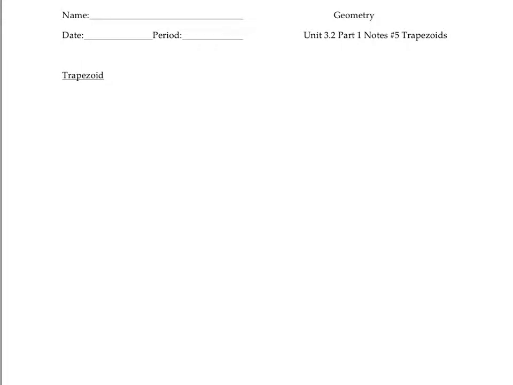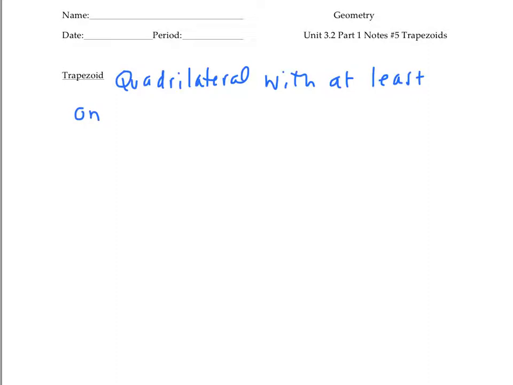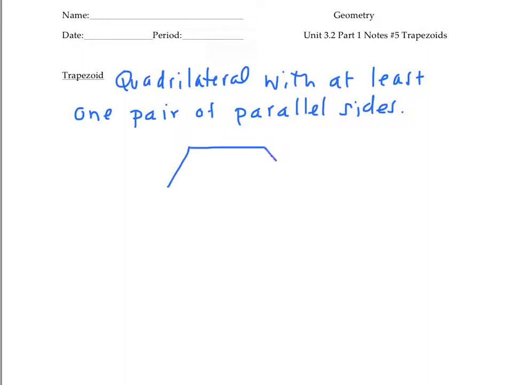So, we define a trapezoid as being a quadrilateral with at least one pair of parallel sides. So for many of us, teachers included, this is a big shift in our thinking. So for now, we'll still draw a trapezoid in the traditional way, what you've seen before, with our parallel sides. That's at least one pair of parallel sides.